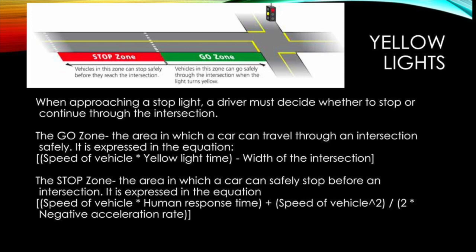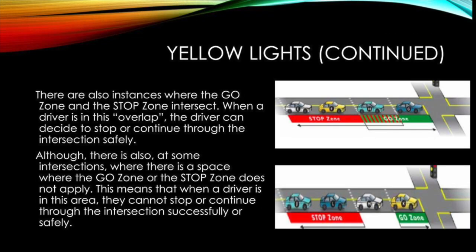The stop zone, the area in which a car can safely stop before an intersection, is expressed in the equation speed of vehicle times human response time plus speed of vehicle to the second power divided by 2 times the negative acceleration rate. There are some instances where the go zone and the stop zone intersect.